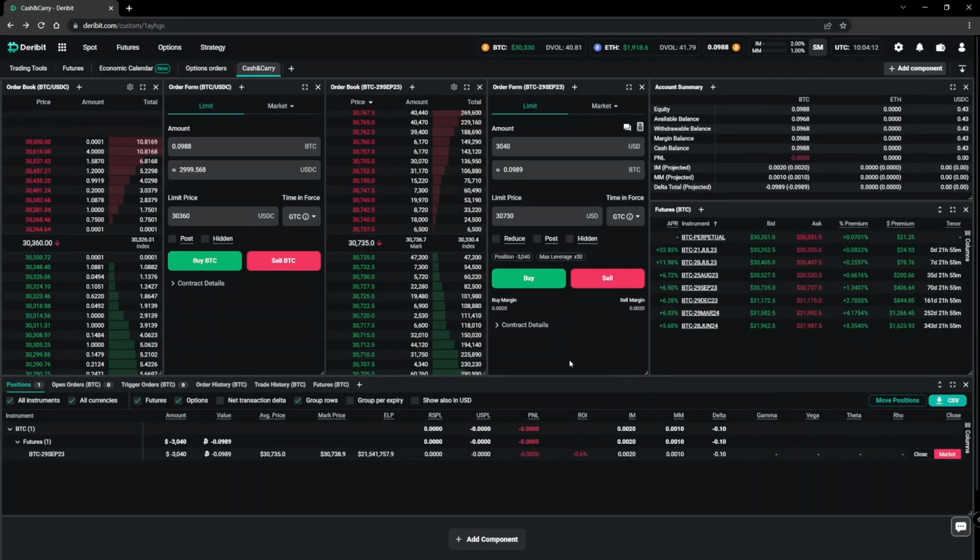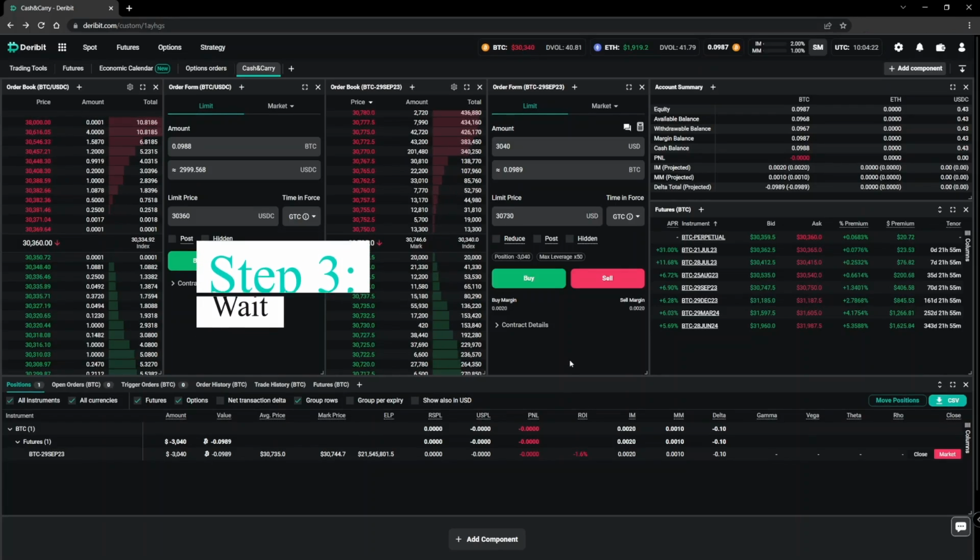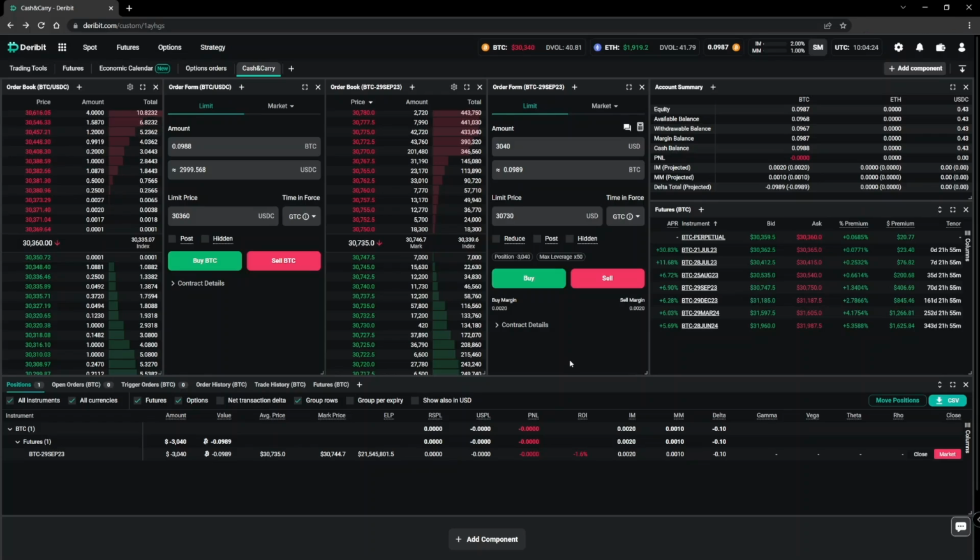This is personal taste though, and some traders may prefer the simplicity of a market order. Once we have bought the spot Bitcoin and sold the future, we wait. It may seem odd to list waiting as a step, but for a cash and carry trade like this, most of the time is spent simply waiting for the spread between the future and the spot price to close.